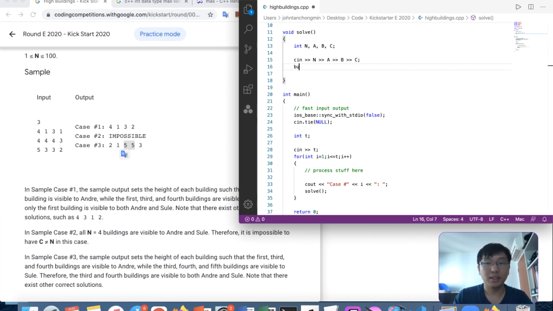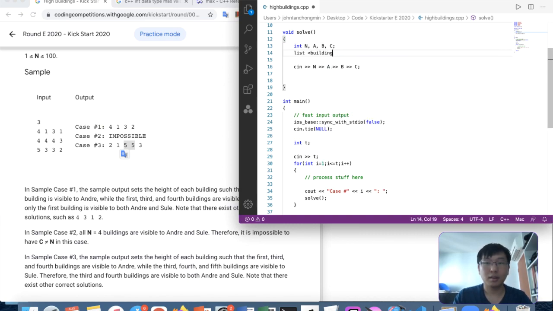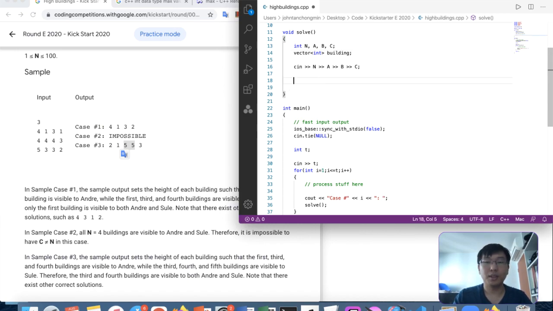Okay, so we have a list of buildings, a vector of integer building. I mean, we can initialize it also. I think that's not necessary. Okay, so over here we can basically just optimize for Andre's side first. So vector. Okay, so for A and C, we do the C first.